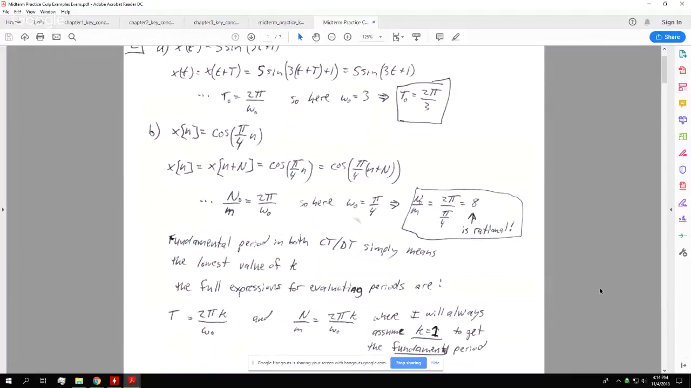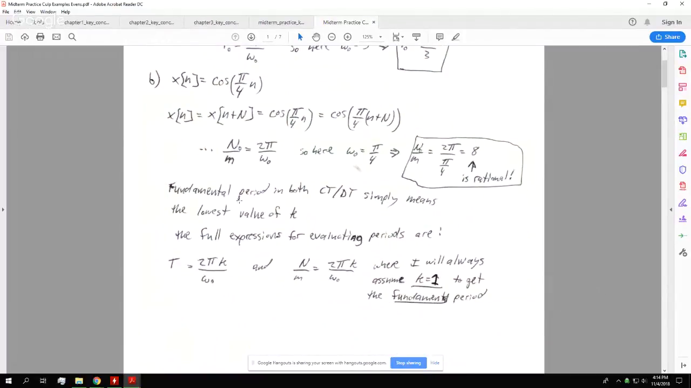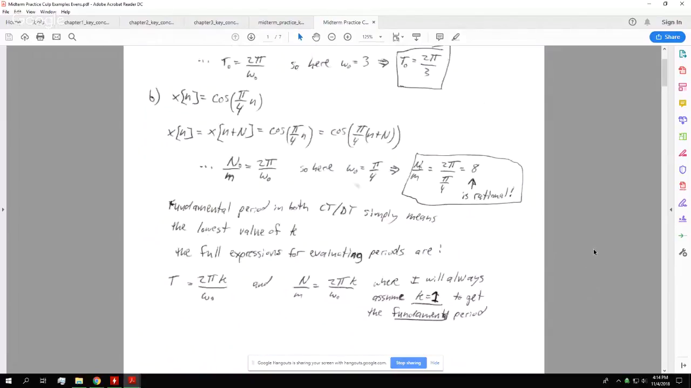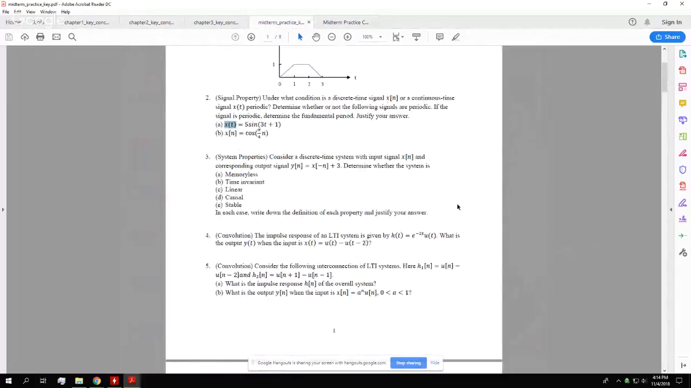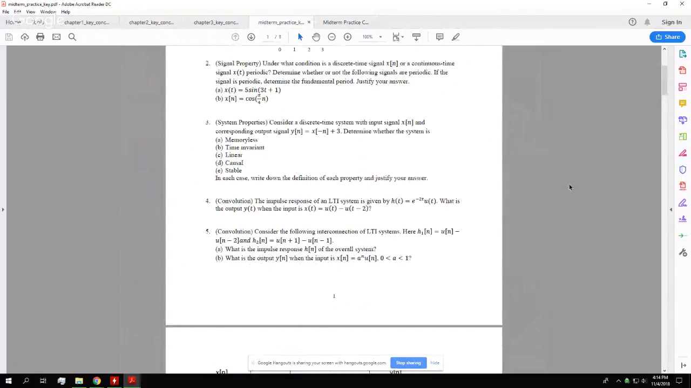But anyway, that's the little note there for what a fundamental period is, as opposed to just a regular period. And so that's it for problem 2. So James will take it here to problem 3, and then we'll go from there. Thanks a lot, guys.